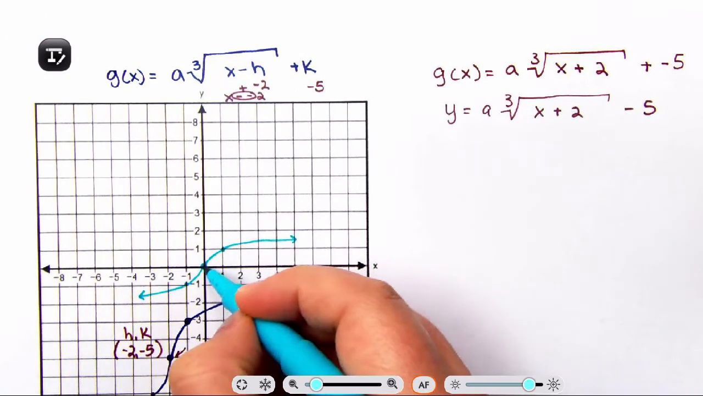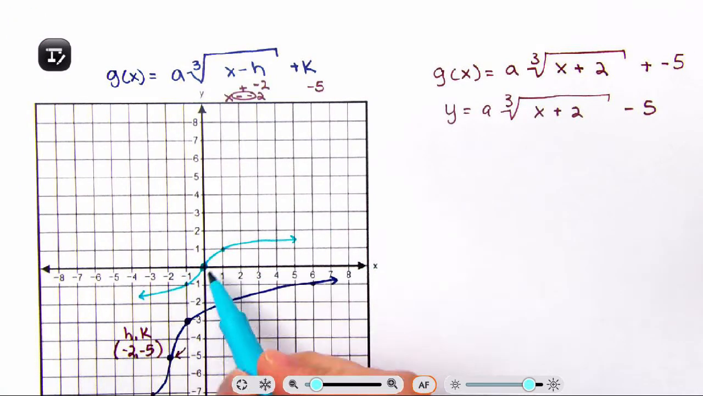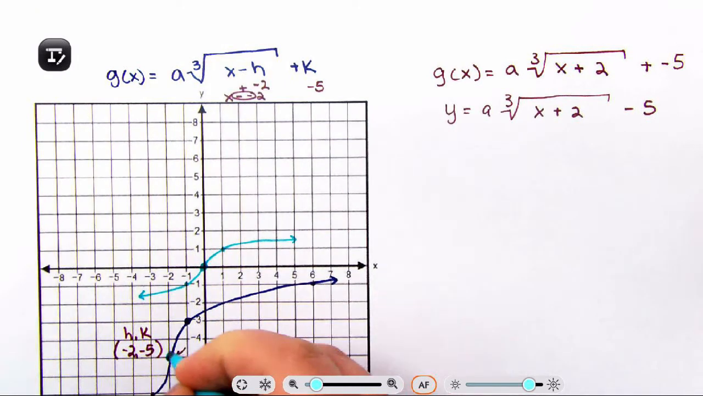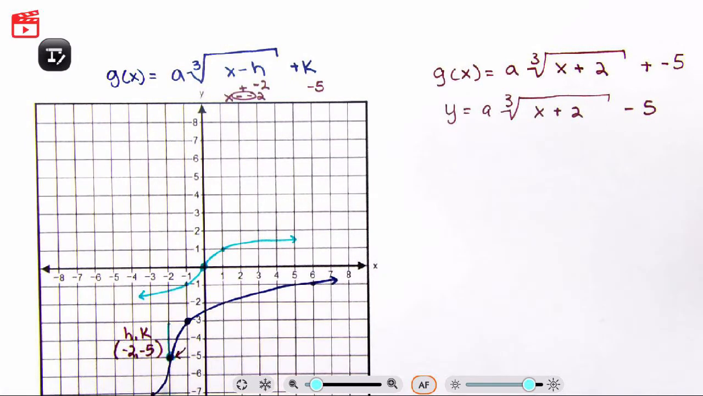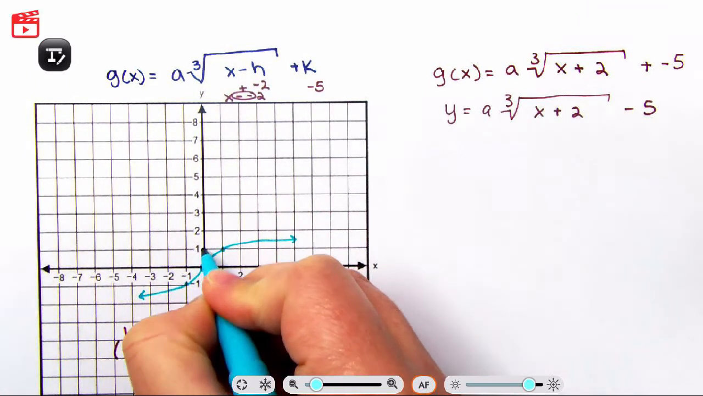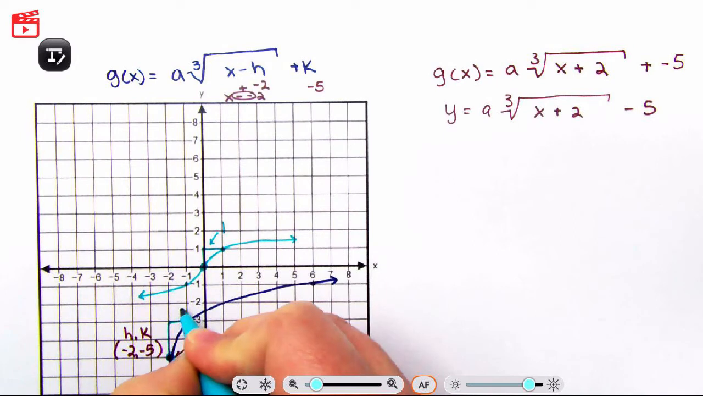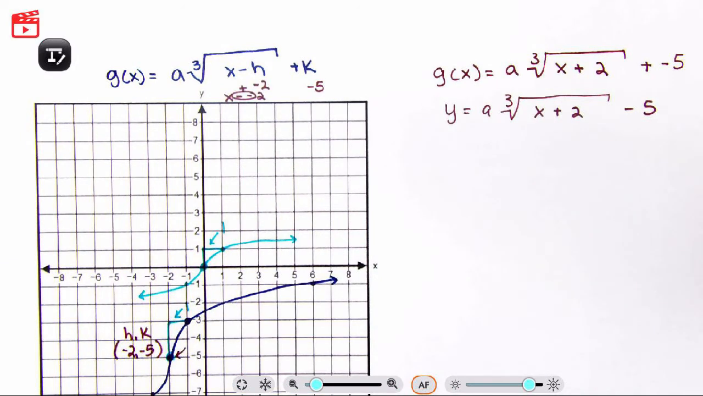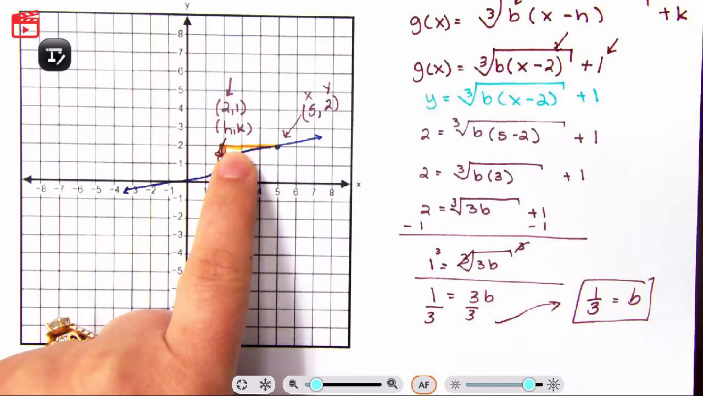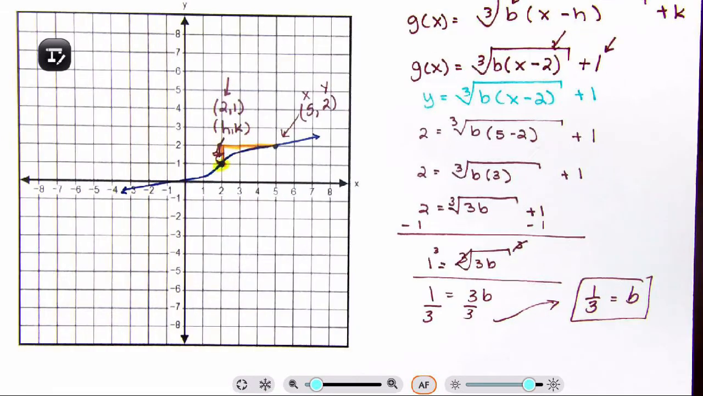Well, let's focus on our main point. We went down 1, 2, 3, 4, 5. We went to the left 2. And then what happened is I went up 1 and over 1. So I went over 1 in both my parent function and my transformed function. Because I went over 1 in both, that means I do not have a horizontal stretch or compression. If I went over a certain number of jumps, that means there is a horizontal stretch or compression.